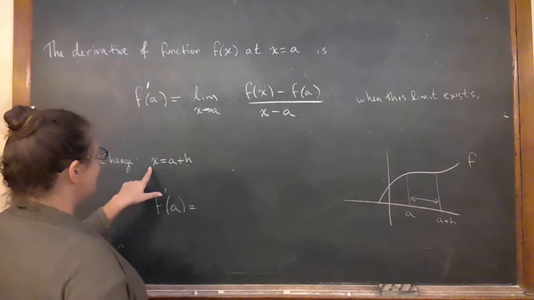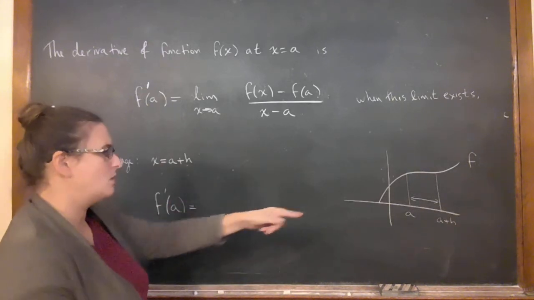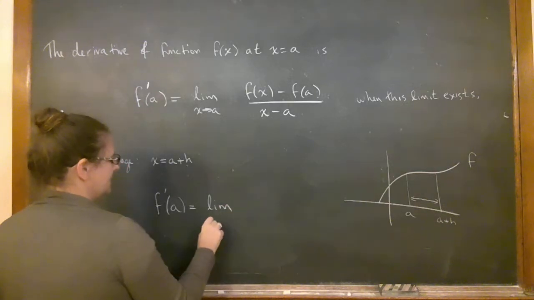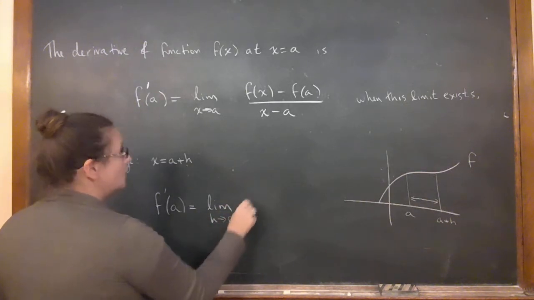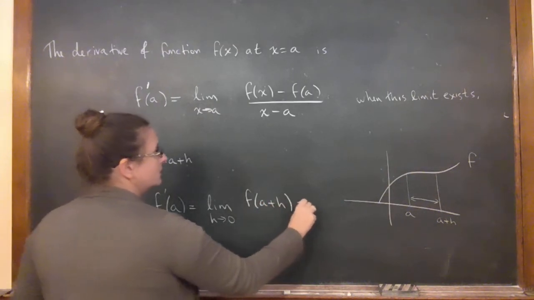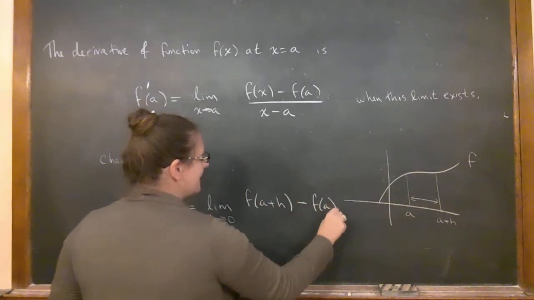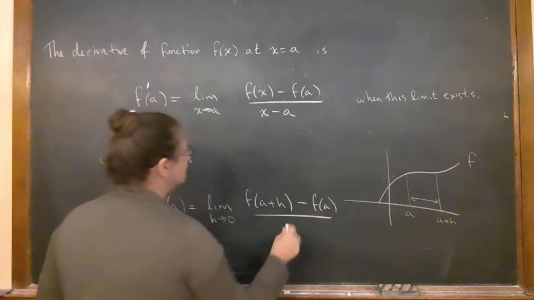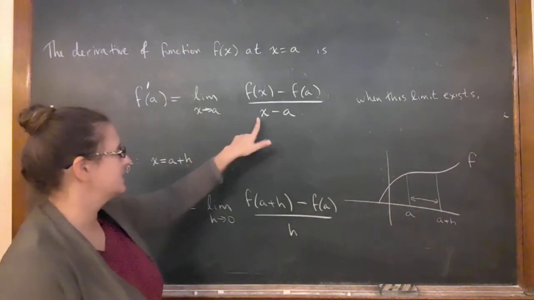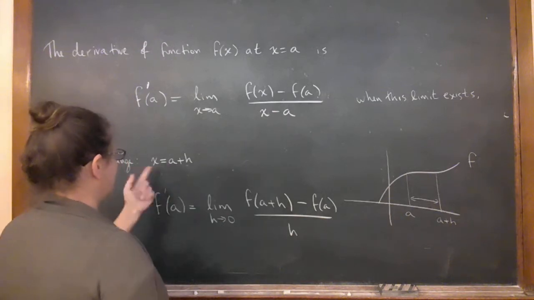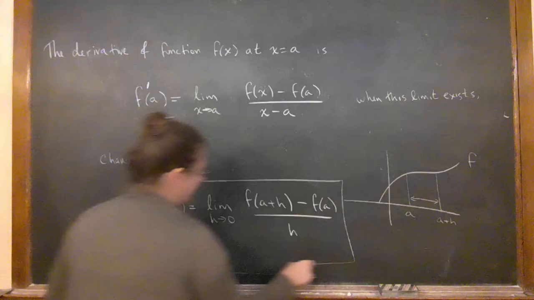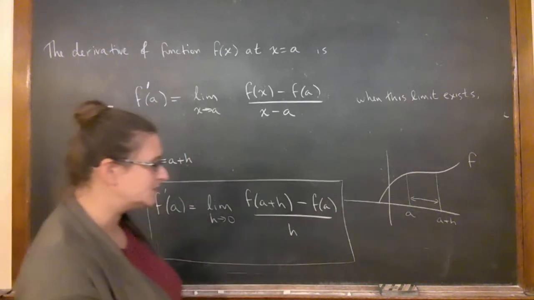As x goes to a, that means that h goes to 0, like we did in our little thing there. So limit as h goes to 0 of f of a plus h minus f of a over h, because you get a plus h minus a there, right? Because x minus a is h. This is the form that we'll almost always use.